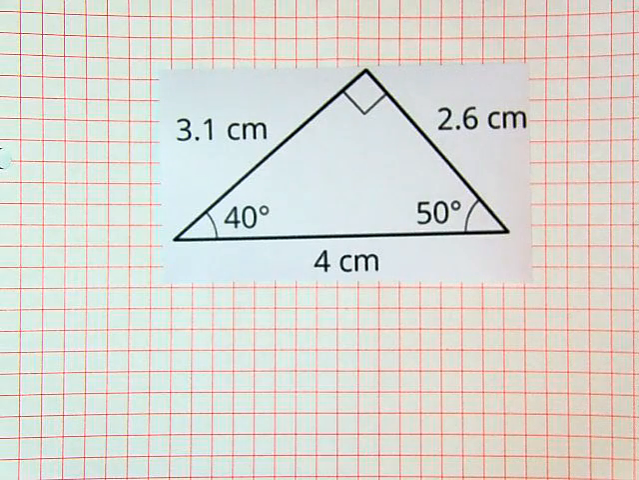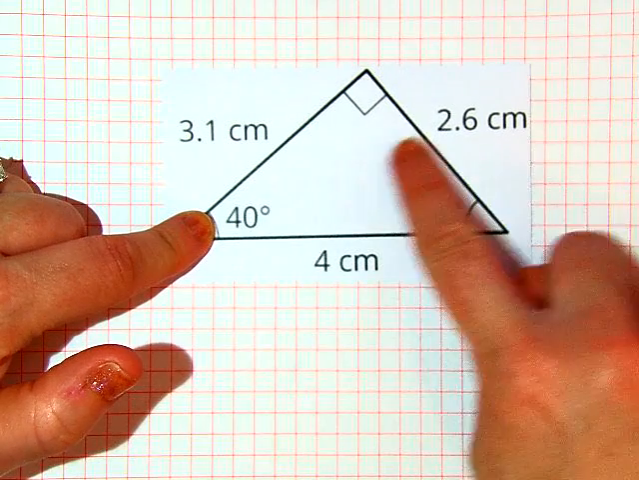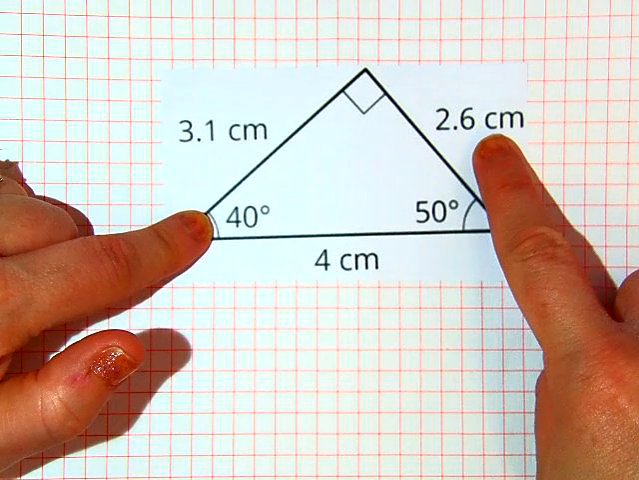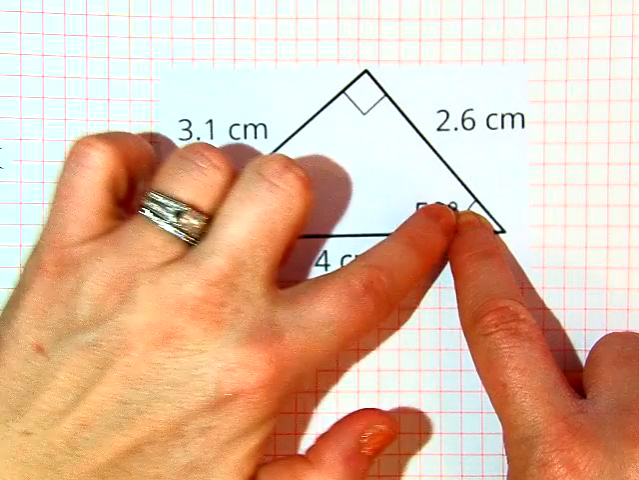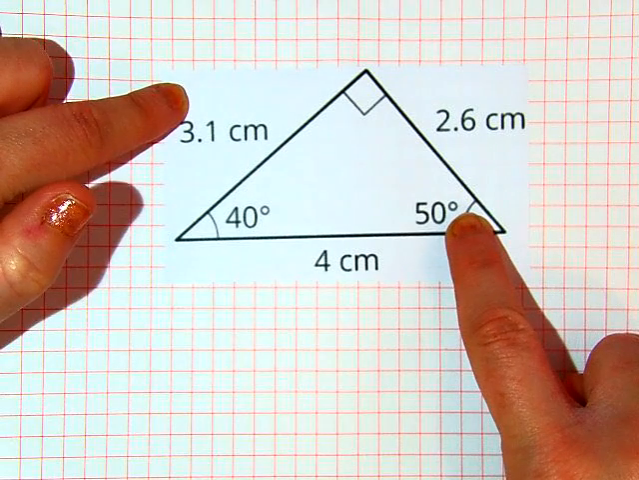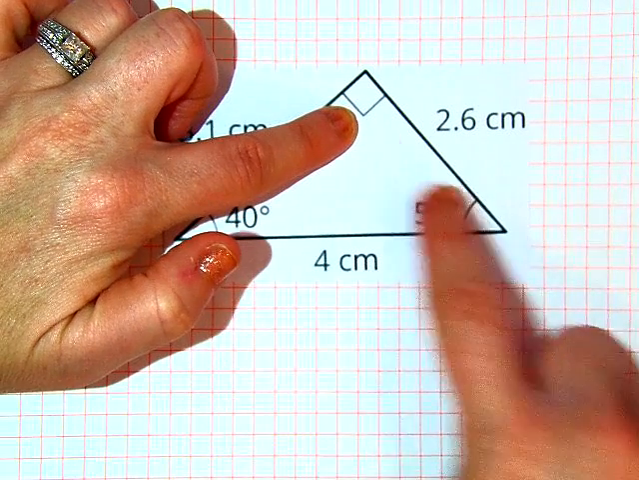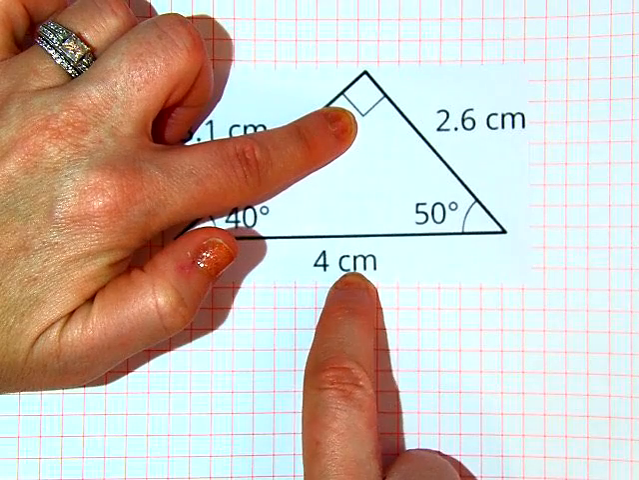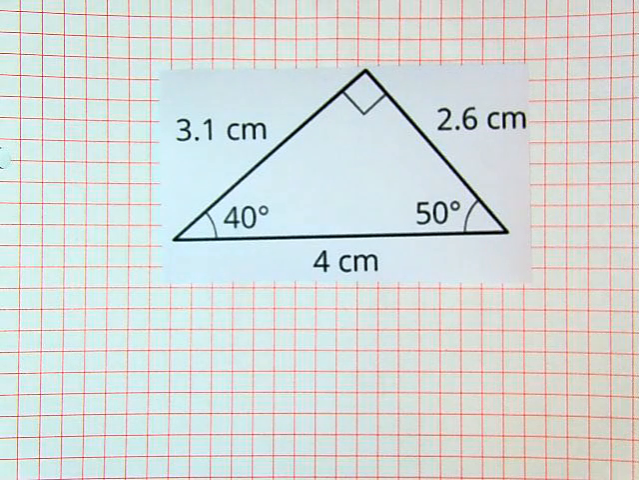Looking at this triangle, here's my smallest angle, 40 degrees. It is opposite my smallest side right here. My middle angle right here is opposite my middle side right here. My biggest angle, the right angle, 90 degrees, is opposite my biggest side right here. So you can see that opposite a small angle is your smallest side. Opposite your biggest angle is your biggest side.